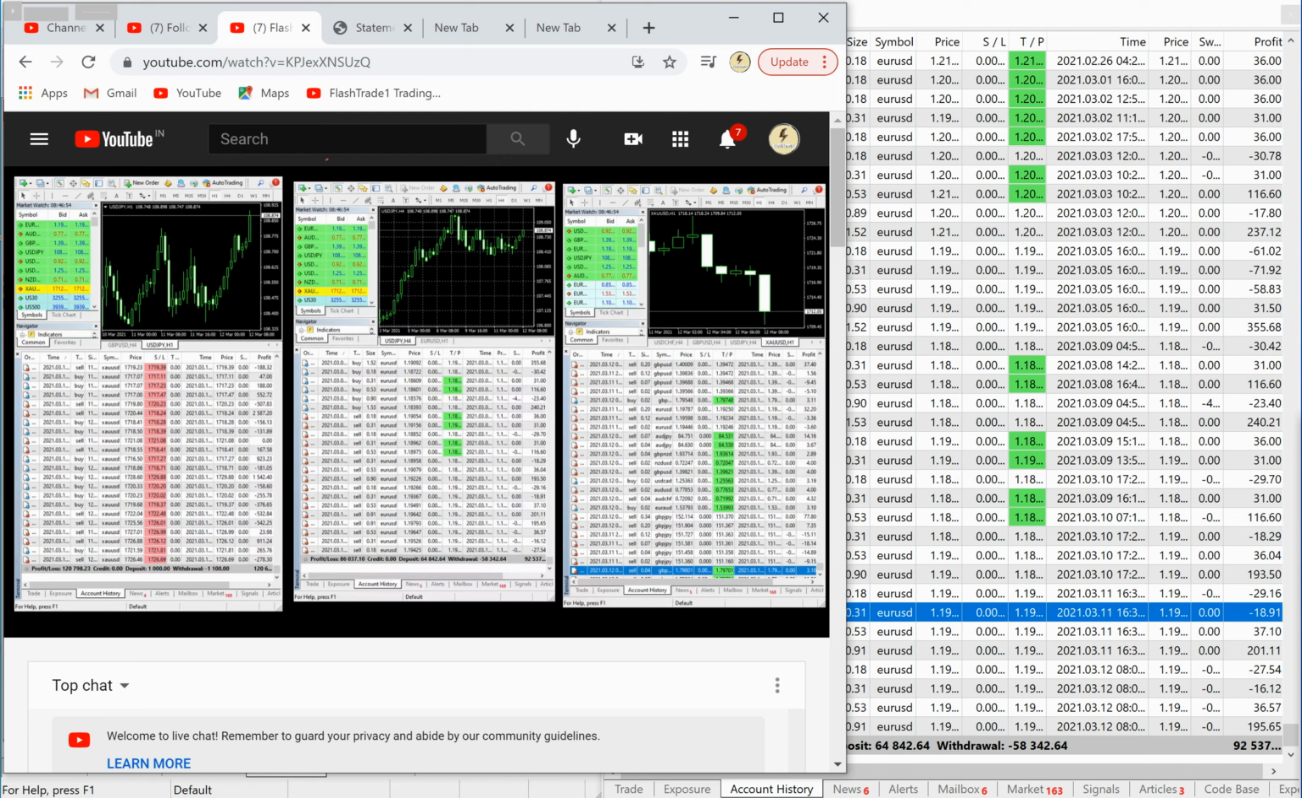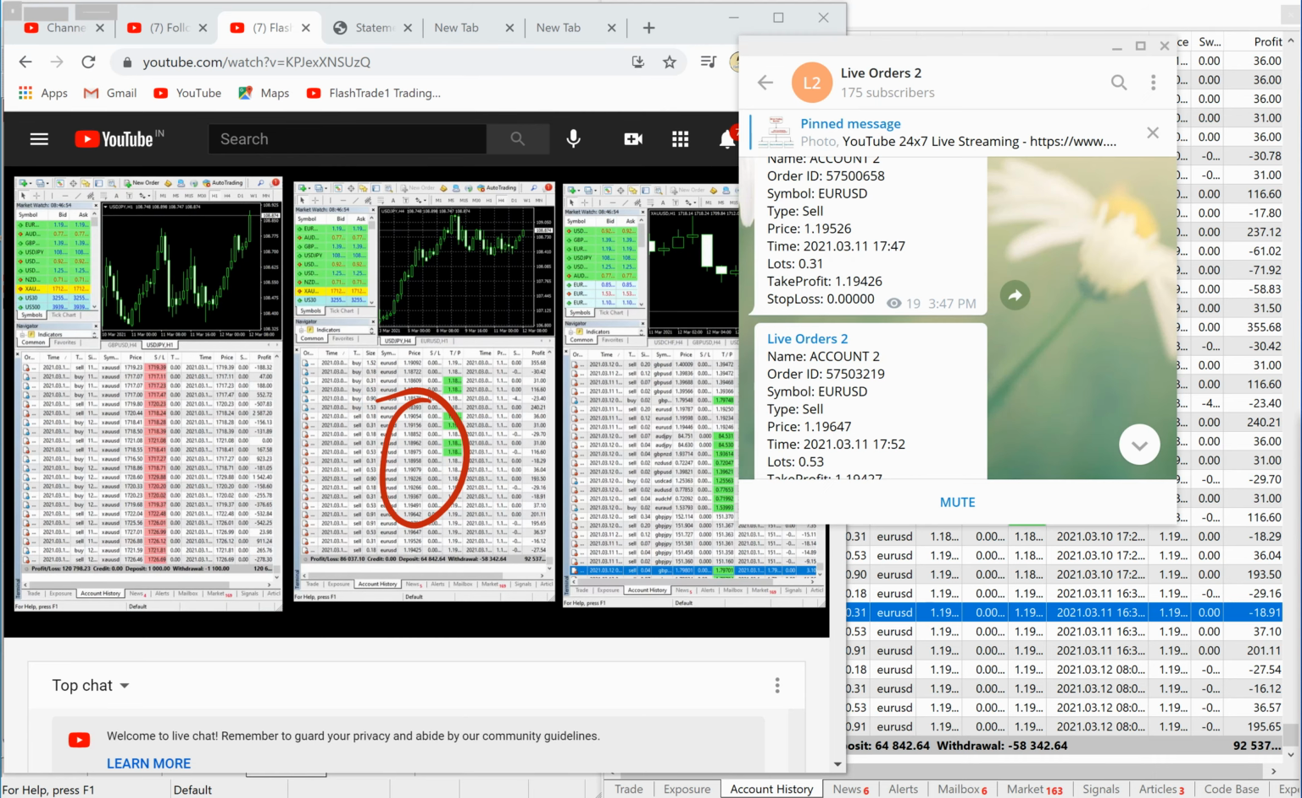Not only this, whenever the trades are placed on this account, the notification containing all the information about that trade is going to be sent on Telegram.